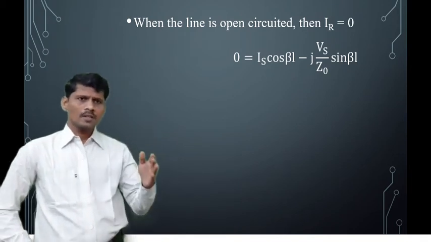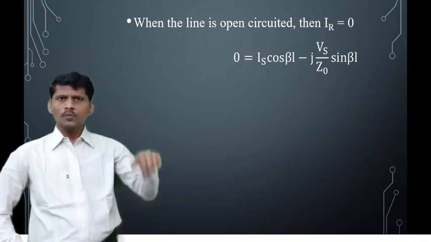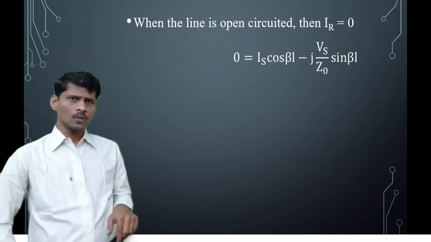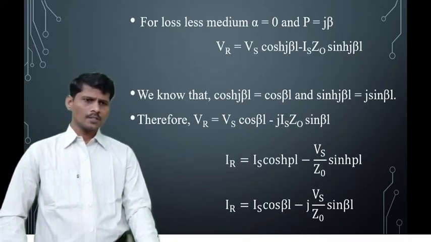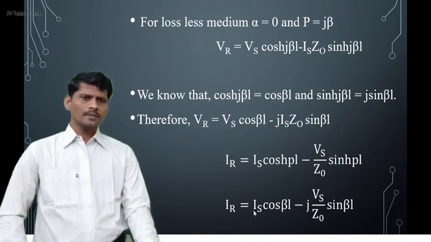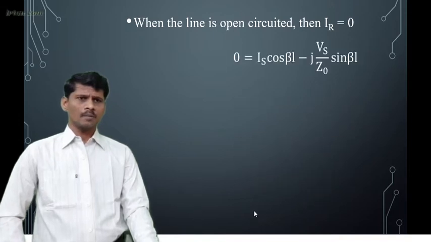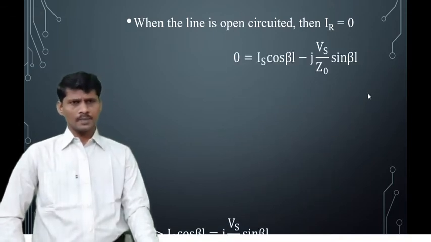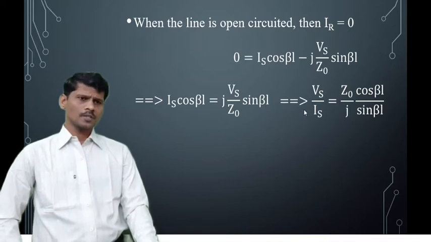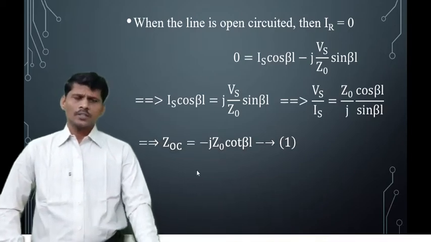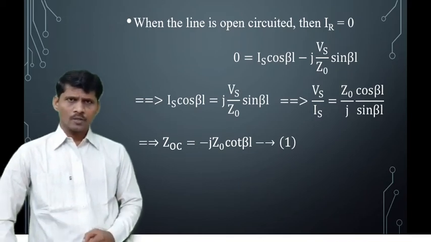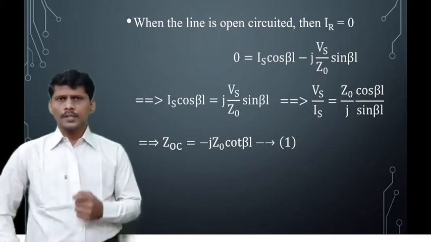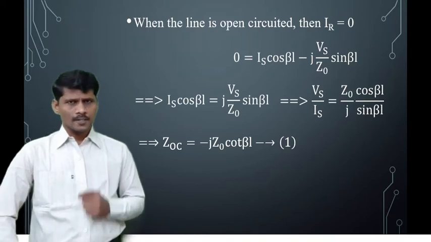The end of the transmission line is open circuited. There is no current flowing through the circuit, IR is equal to 0. Applying this condition in this equation, we get IR is equal to 0, that is equal to Is cos beta L minus j Vs by Z naught sin beta L. Reducing this expression, we get Z OC is equal to minus j Z naught cot beta L. So this is the open circuited impedance of a lossless transmission line.